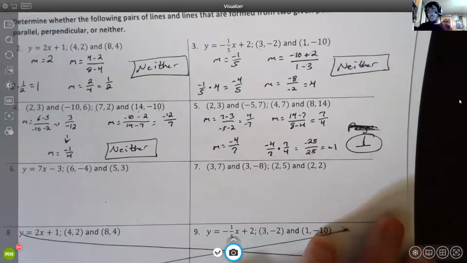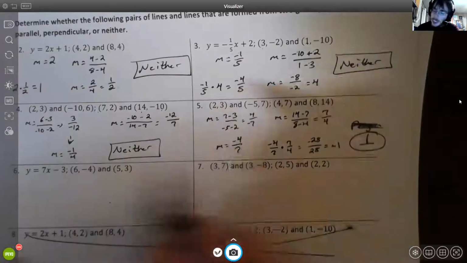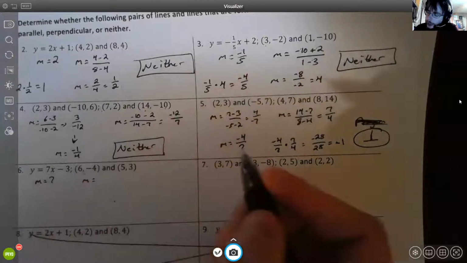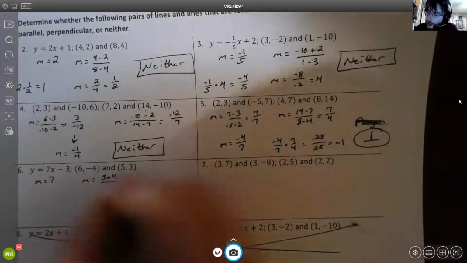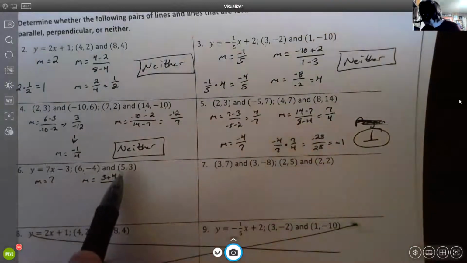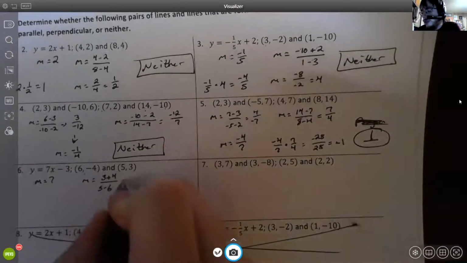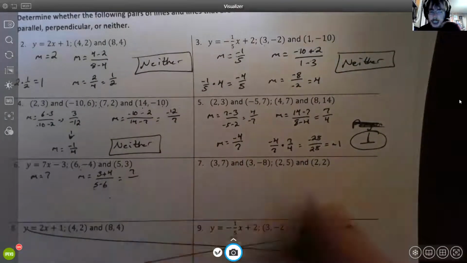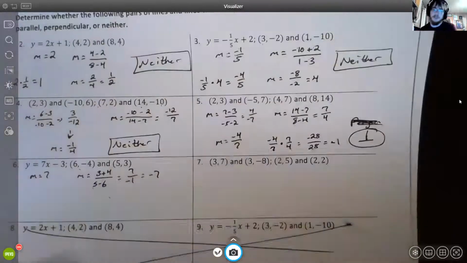All right, so let's look at number 6. y equals 7x minus 3 has a slope of 7. And we need to find the slope of these other 2 points. So the slope is equal to y2 minus y1, so 3 minus negative 4, which becomes 3 plus 4, over 5 minus 6. So 3 plus 4 is 7, and 5 minus 6 is negative 1. So 7 over negative 1 gives you negative 7.